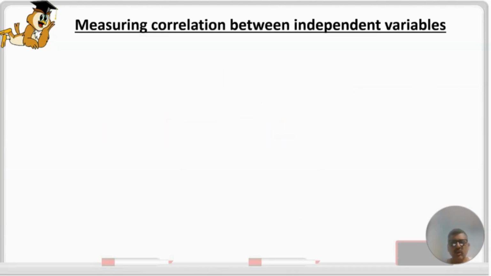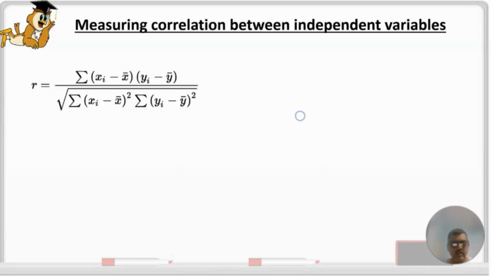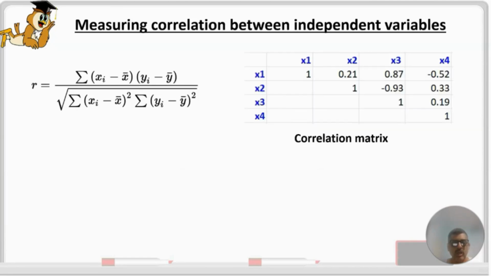How do we measure the correlation between independent variables? Well, we have the Pearson formula, right? We can compute the R for each pair of independent variables. So for example, if x1, x2, x3, x4 were your independent variables, for each of these pairs, you can find the value of R. So each of these pairs represents a data set, right?